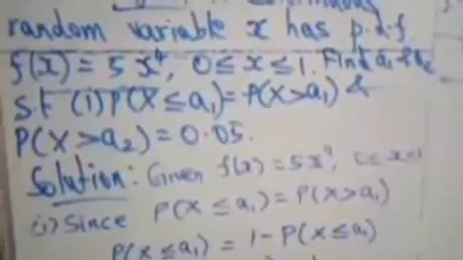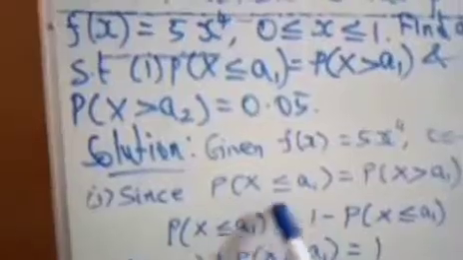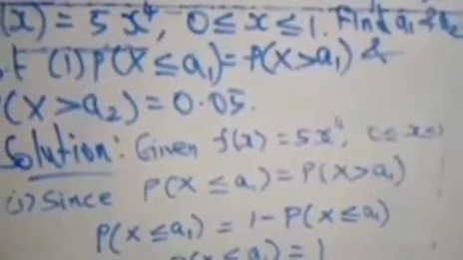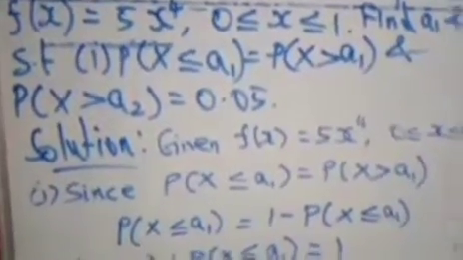Given f of x is 5x power 4, where the limit is 0 less than or equal to x less than or equal to 1. That means this function is valid in the interval 0 to 1 only. Now the first condition is P of x less than or equal to a1 is equal to P of x greater than a1. For P of x less than or equal to a1 there is no change. But for P of x greater than a1, let us use the property: 1 minus P of x less than or equal to a1.